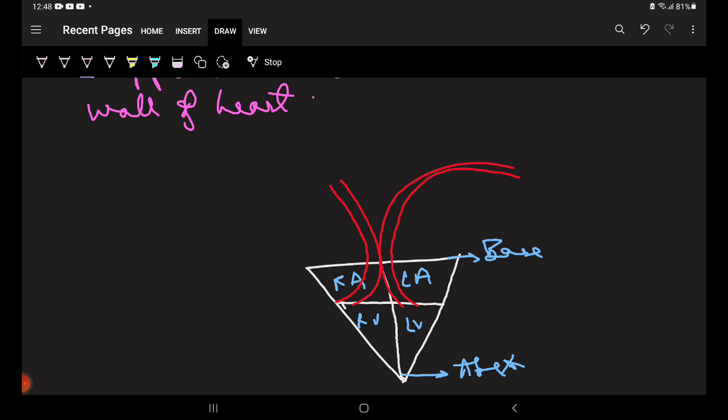Like this. Okay, so what is this? This is the aorta. And this shape here is called the aortic arch. Okay, and this is the pulmonary trunk.